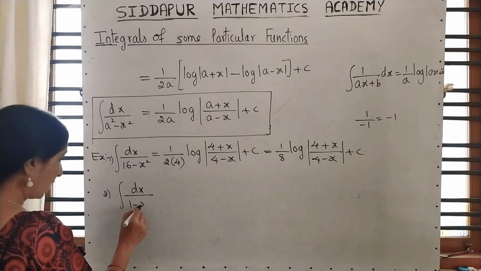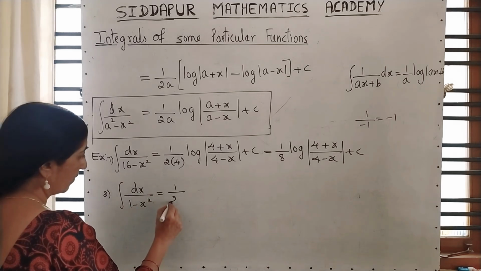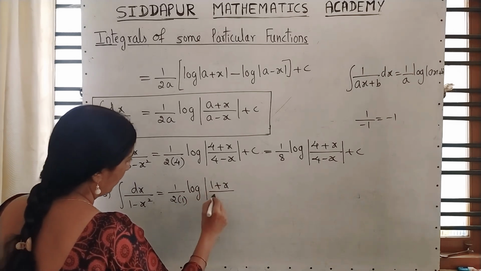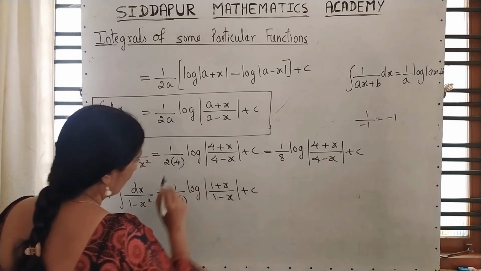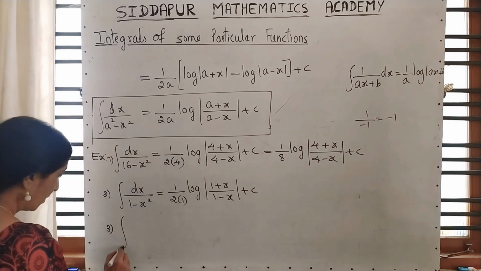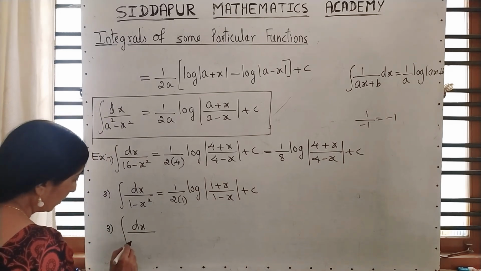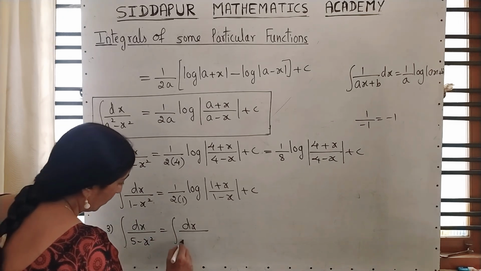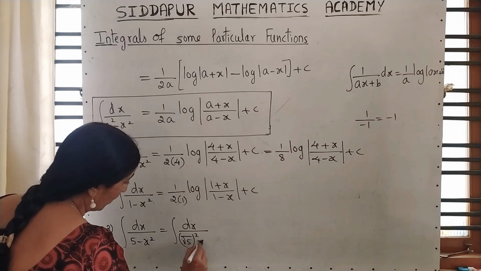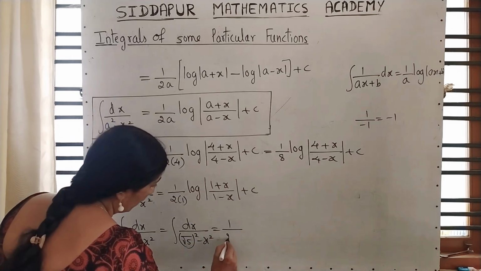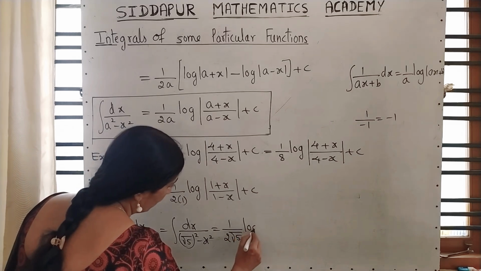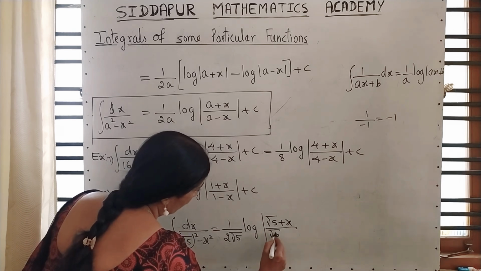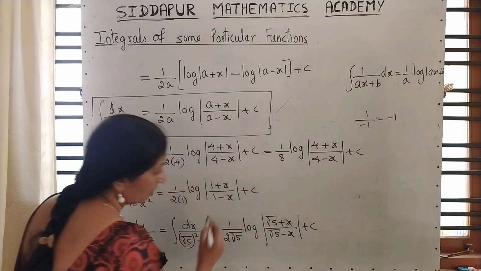dx upon 1 minus x square is 1 by 2 into 1, log of (1 plus x) upon (1 minus x) plus c. One more example: dx upon 5 minus x square, how do you write it? dx upon root 5 whole square minus x square is 1 upon 2 root 5 log of (root 5 plus x) upon (root 5 minus x) plus c.